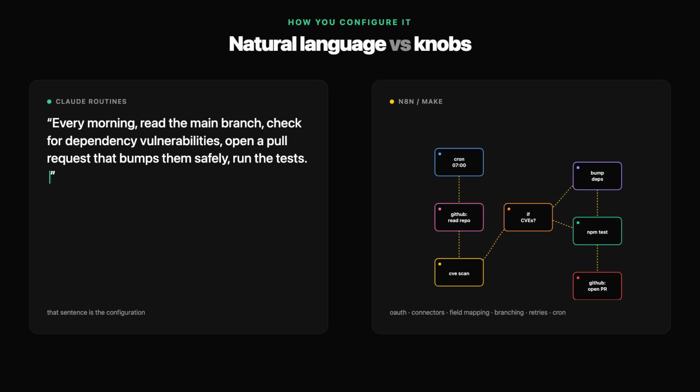With n8n or Make, the same job is a wiring exercise: OAuth scopes, connector nodes, field mapping, error branches, cron expressions. Nothing in that list is hard, but collectively, it is an hour of setup before the flow does anything useful. So when does each one actually win?